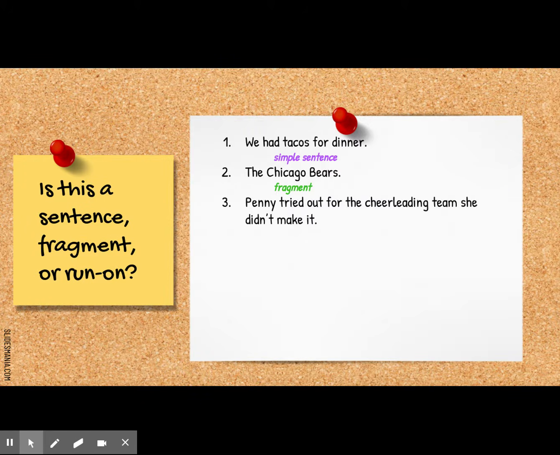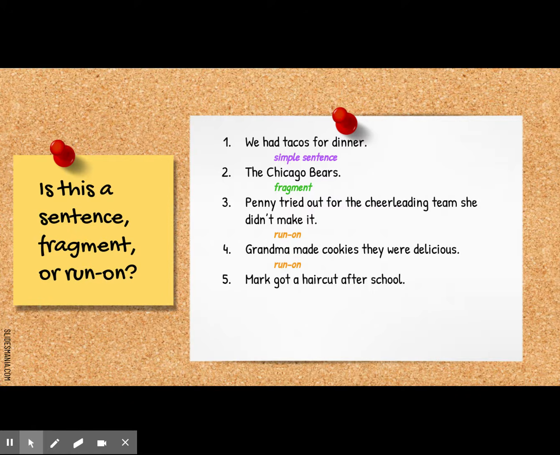Number 3, Penny tried out for the cheerleading team. She didn't make it. This is a run-on. We can put a period in between team and she. Penny tried out for the cheerleading team, period. She didn't make it. Number 4, Grandma made cookies. They were delicious. This is another run-on. We can put a period after cookies. Grandma made cookies, period. They were delicious.